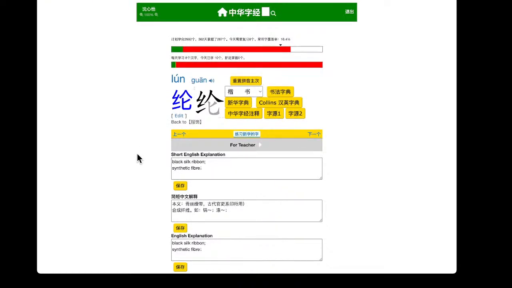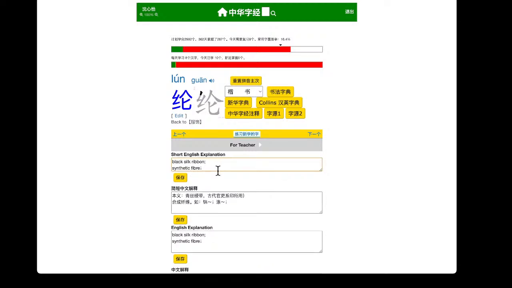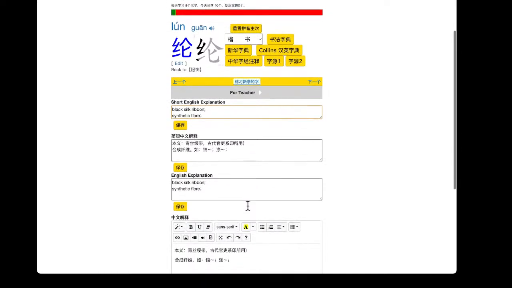Another pronunciation is 轮. When you say 轮, that means black silk ribbon. Another meaning is synthetic fiber, like 锦纶, 情纶, 涤纶, which are just different kinds of synthetic fiber. The original meaning is the black, dark blue kind of silk ribbon. It's called 纶.